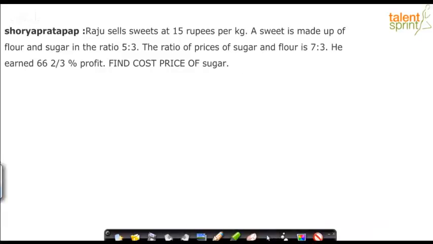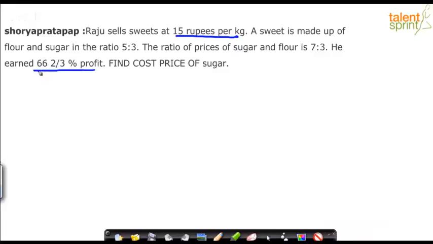Raju sells sweets at 15 rupees per kg. A sweet is made up of flour and sugar in the ratio 5:3. The ratio of prices of sugar and flour is 7:3. He earned 66 2/3% profit. Find the cost price of sugar. So that's an interesting one from profit and loss, right? Look at this. Raju is selling sweets at 15 rupees per kg, right?